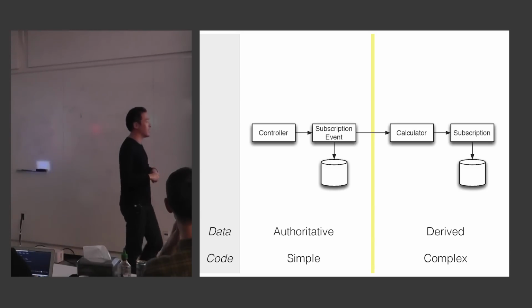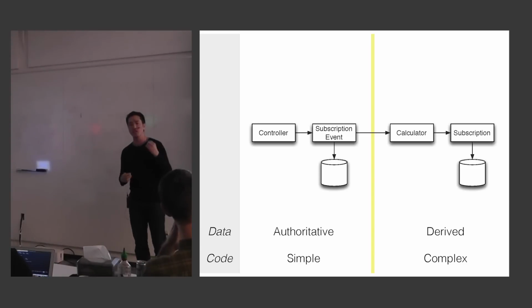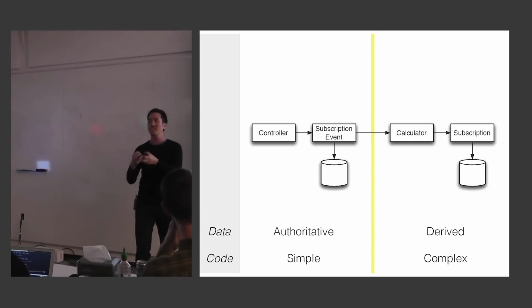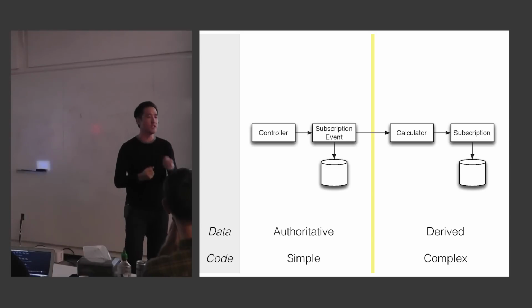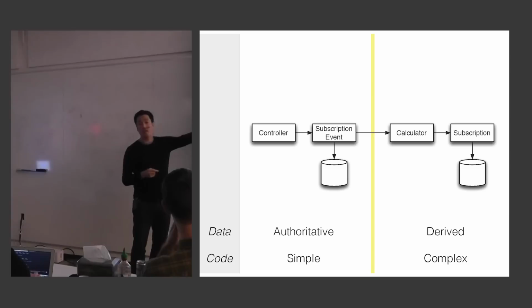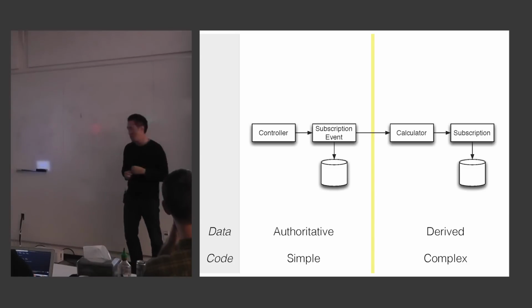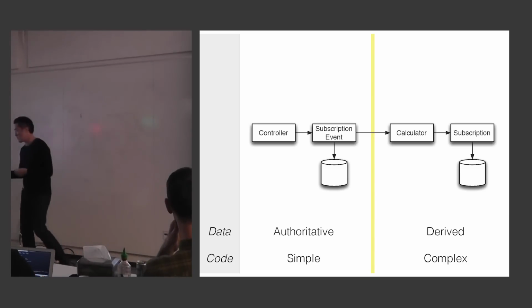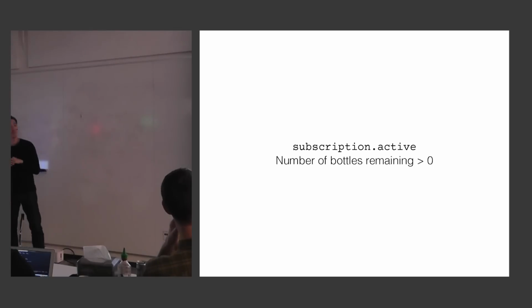On the right-hand side, the data is derived. In fact, it's what you're actually looking for. Most of the time, you're asking the subscription, what state are you in, what's your deal, right? But the code is complicated. And this is where bugs show up, right? So it's nice that the data is derived here, because it's going to give you flexibility when you fix bugs.